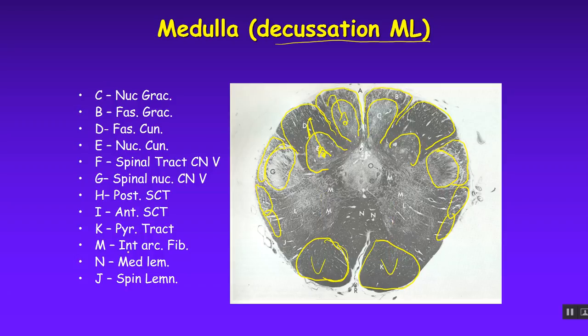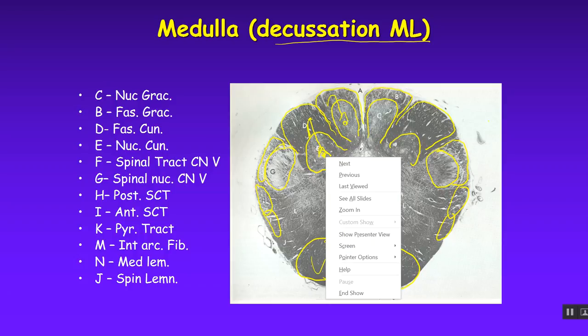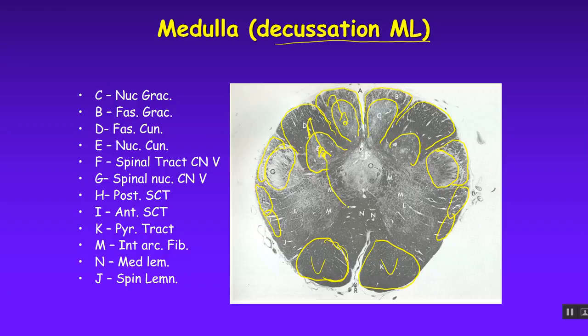Then we have M, which is our internal arcuate fibers. So internal arcuate fibers are these fibers that are coming from the cuneate nucleus and the gracile nucleus. So they come over and they cross midline. And they're forming here our medial lemniscus. And they're going to start to ascend now as the medial lemniscus. Does that make sense? So this is that decussation. This is the crossing of the medial lemniscus.